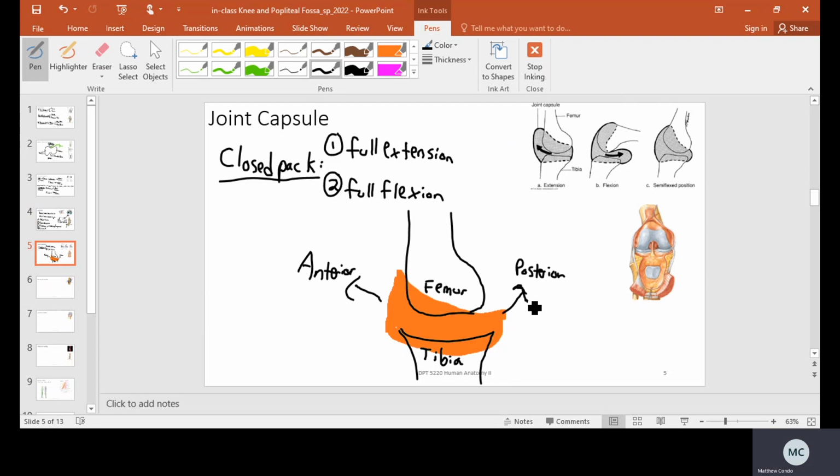When I'm in full extension, as we can see from the picture up here at the very top, the posterior capsule is being stretched. In full flexion, the anterior capsule is being stretched.